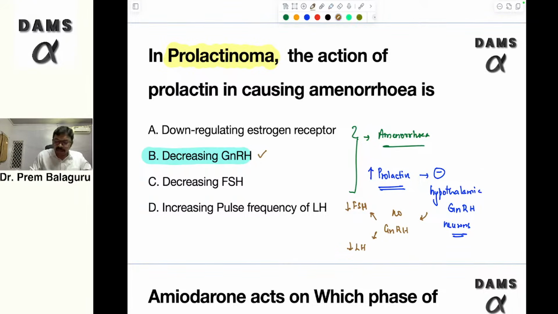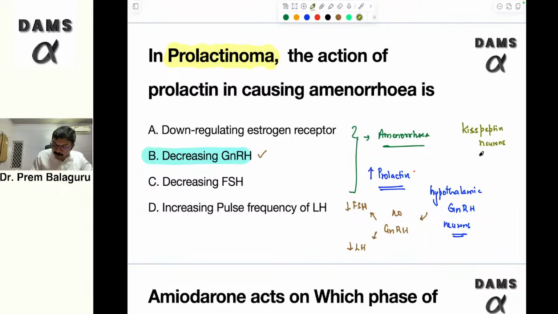Now just one added point, just be familiar with this. The way prolactin inhibits the hypothalamic gonadotrophin releasing hormone neuron is a little bit tricky and different. Just to complete the answer, we have a set of neurons called kisspeptin neurons. It's a point you have to be clear about. These neurons are called kisspeptin neurons, again located in the hypothalamus itself.